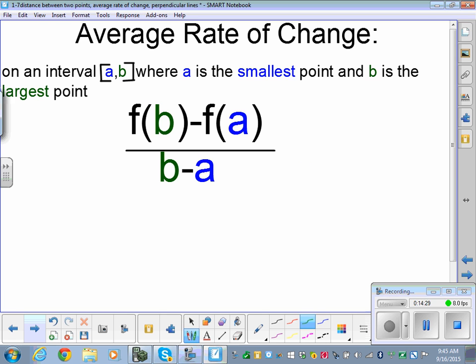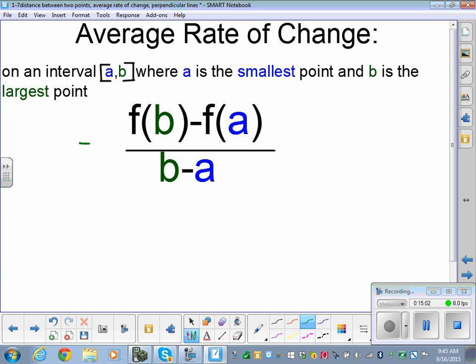Okay? All right, so I'm going to go really slow here because we're having a lot of mathematical misconceptions and people are not paying attention to the little details. So please watch carefully. Now we're going to learn how to find the average rate of change on a function. We're going to be given an interval a to b, where a is the smallest value, the smallest point, and b is the largest point, the largest value. And we're going to find the average rate of change between those 2 points on the function.